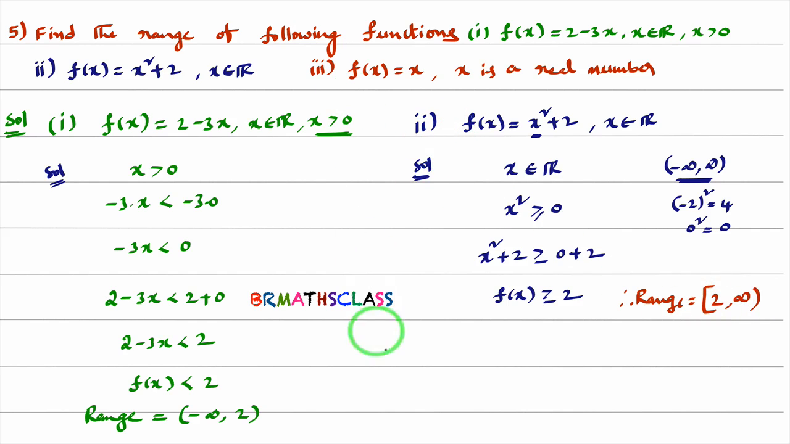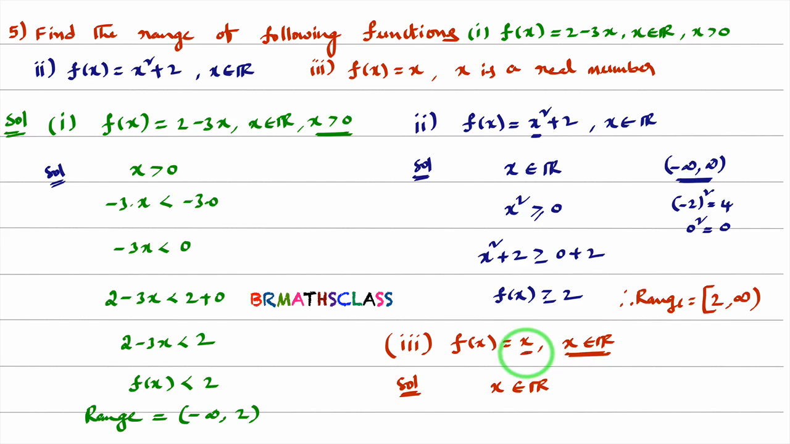Now we'll see the solution for the third bit. You observe this, they gave this information: f of x is x, and x is a real number. We need to find the range of this function. Range of the function is nothing but finding the values of f of x. Here, what did they give? They gave that x is a real number. It is a very easy bit.